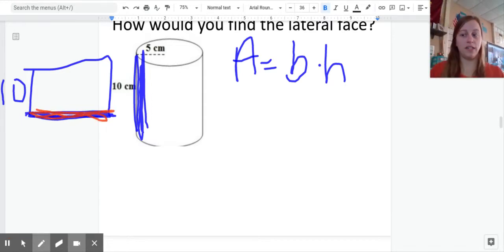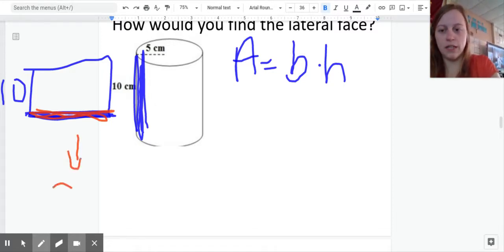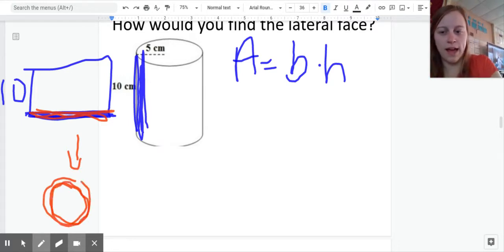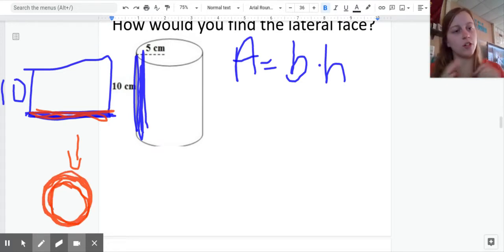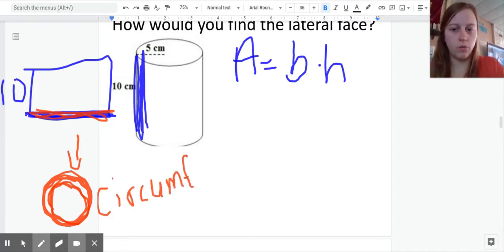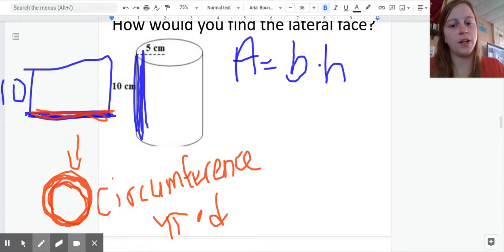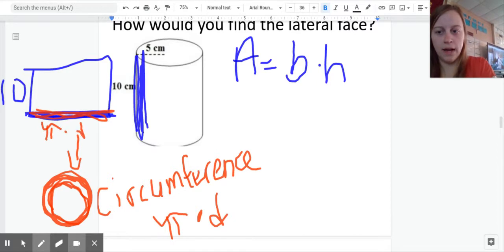Well, remember that we take our rectangle and we roll it up into a circle. So that rectangle really becomes a circle, that bottom part there. Well, how do I find the outer edge of that circle? Because that's really what my length is. Circumference. To find the outer edge of a circle, we really are looking for that circumference. And remember that circumference is pi times diameter. So to find my base here, I really am doing pi times diameter.